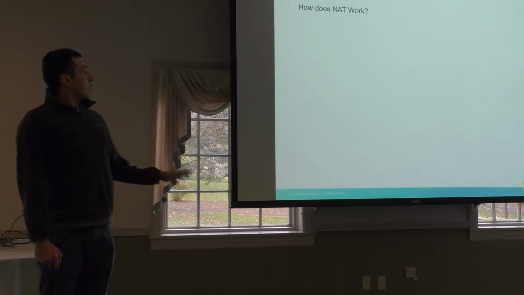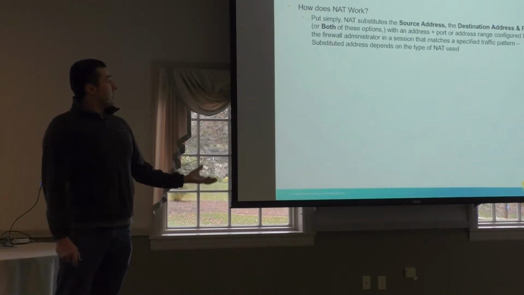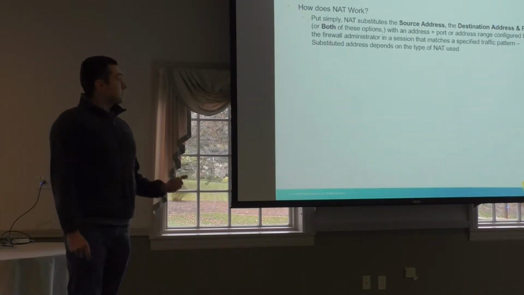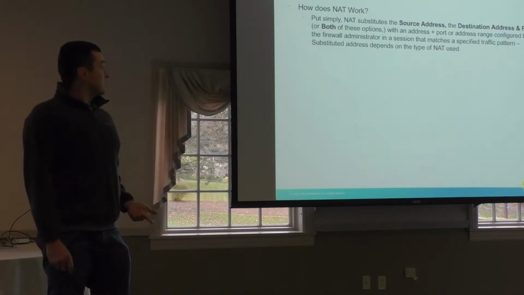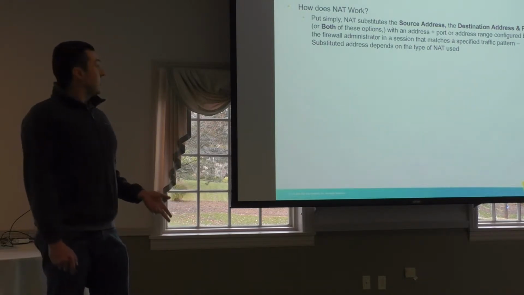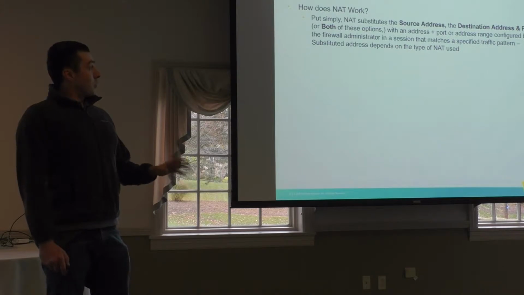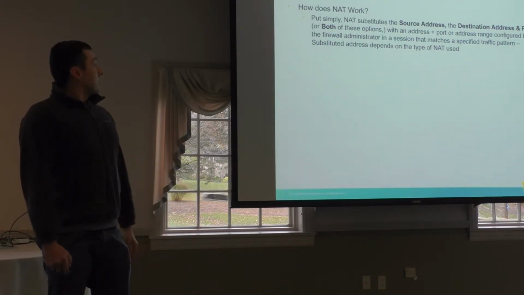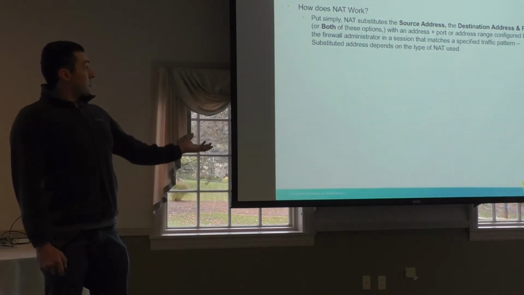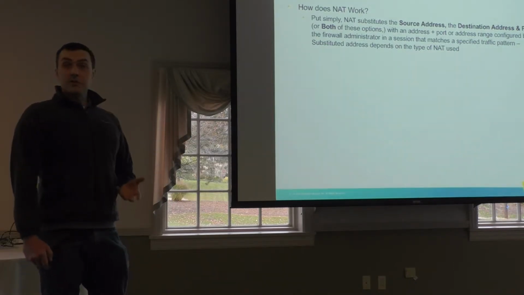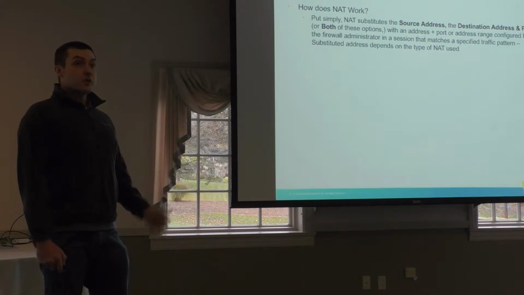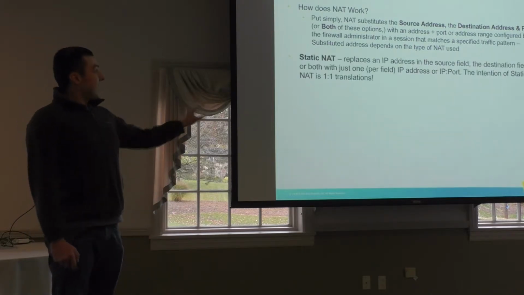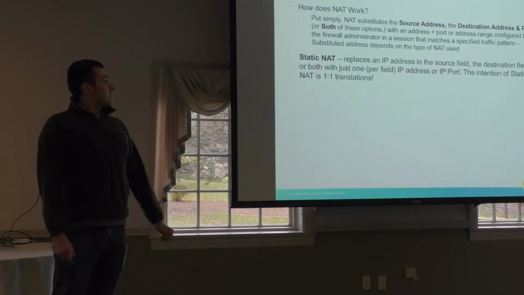So how does NAT work? Put simply, NAT substitutes the source address, the destination address and port, or both of these options, with an address and port or address range that is configured by the firewall administrator. It has to match a specific traffic pattern, and the substituted address depends on the type of NAT that you use. A static NAT is when you want to replace the IP address in the source field or the destination field, or both.